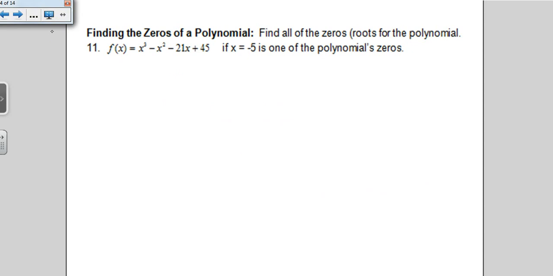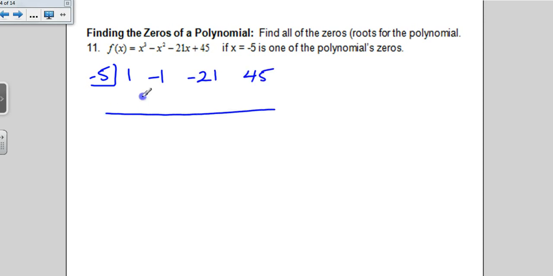Alright, now, same kind of idea. I'm still going to give you a polynomial, and I'm going to give you one of the zeros, but instead of having you find the fully factored form of the polynomial, this time I just want you to find all of the roots, or all of the zeros. So our answers are just going to be all of the solutions to the factors. So the setup is the same. The zero solution goes right here, so the negative 5. Our coefficients are 1, negative 1, negative 21, and a 45. And remember, since they said this is one of the zeros, you should get a remainder of 0.